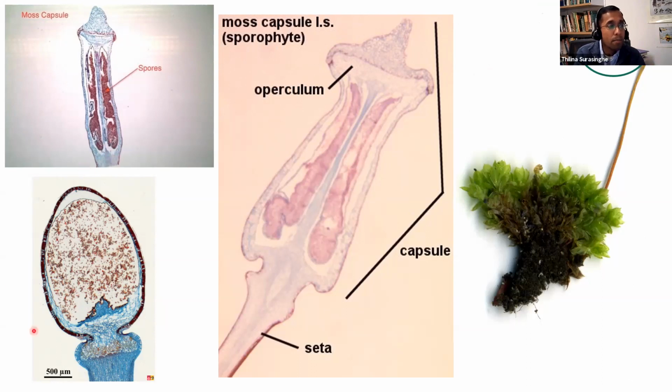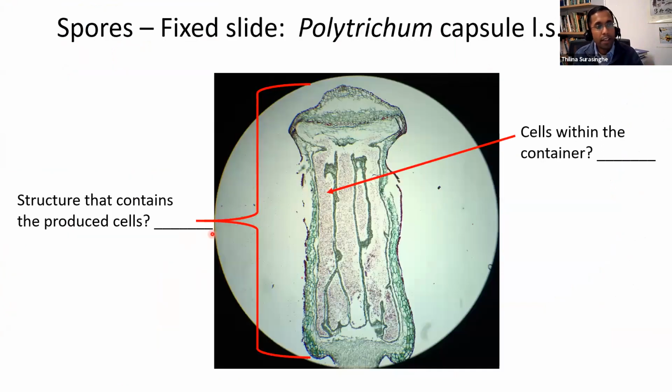And then there are some other mosses like the sphagnum moss, which has a completely different shape. It's more like an oval over here. Again, the same thing: the stalk, the actual capsular part, and the spores located inside of it. Again, you can easily label this yourself.